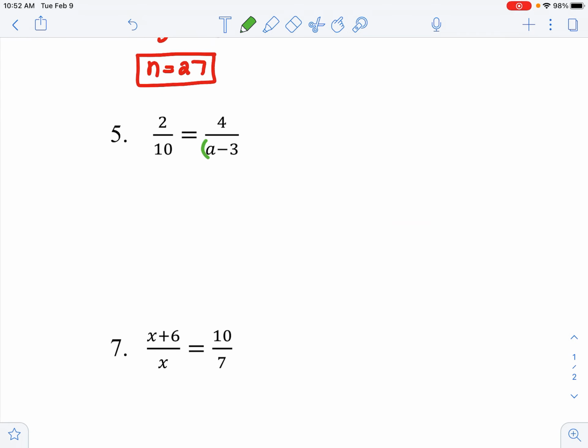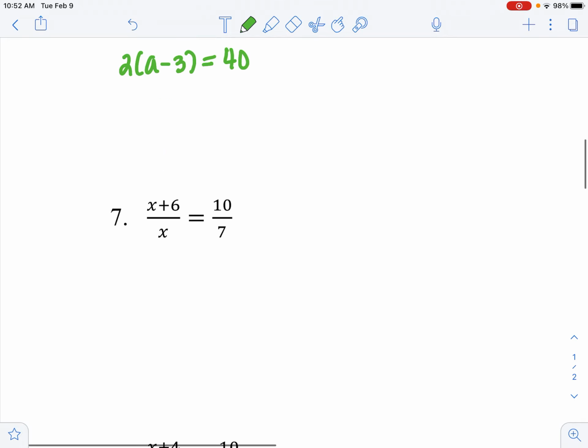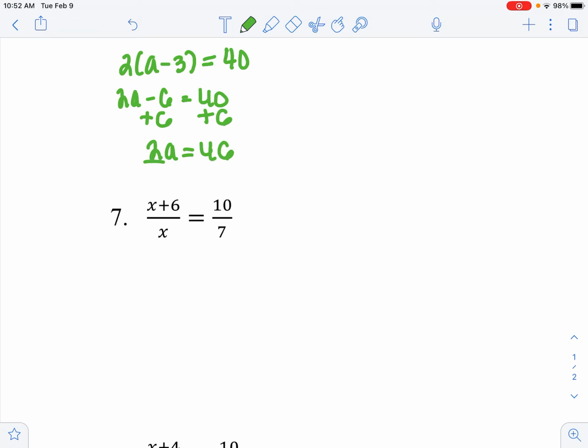Okay. Next one, I see a binomial, meaning two terms separated by subtraction or addition. So I'm going to put it in parentheses, and then I'll multiply those two. 2 times (a minus 3) is equal to 4 times 10, which is 40. Distribute your 2, that's 2a minus 6 equals 40. Add 6 to both sides. That's 2a is equal to 46, and then divide both sides by 2. a is equal to 23.